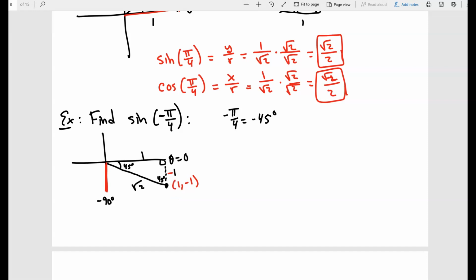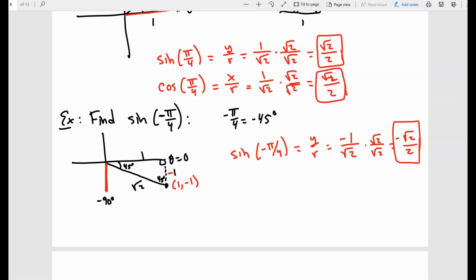Okay. All right. So what is going to be the sine of negative pi over 4? Okay. So the sine of negative pi over 4 is going to be the y over the r. Now the y is going to be, in this case, the negative 1. And the r is going to be square root of 2. So I multiply it by square root of 2 over square root of 2. That's going to give me negative square root of 2 over 2. Okay. All right, so that's what that's going to be.